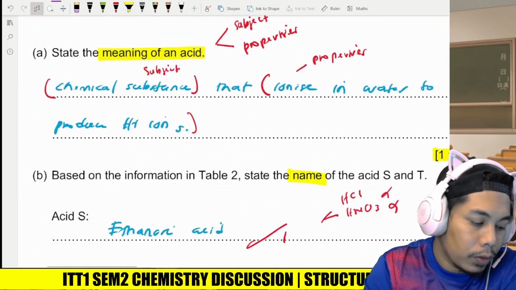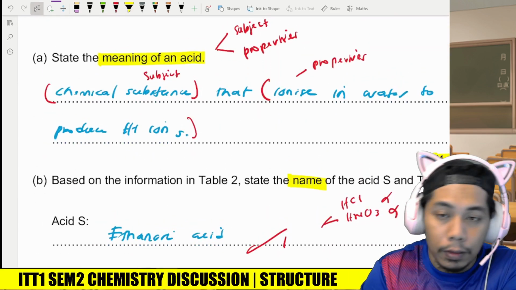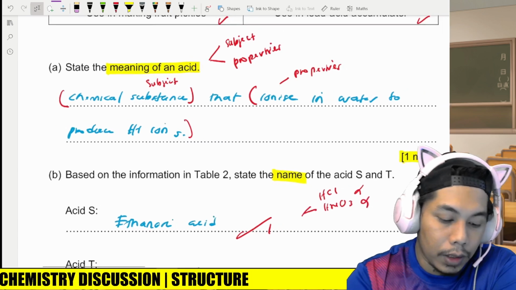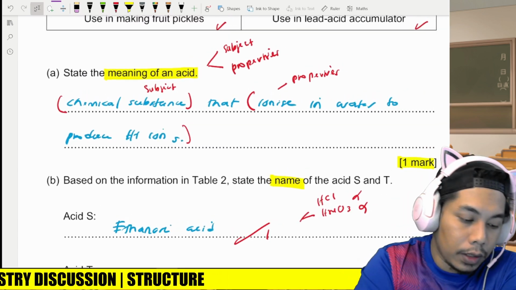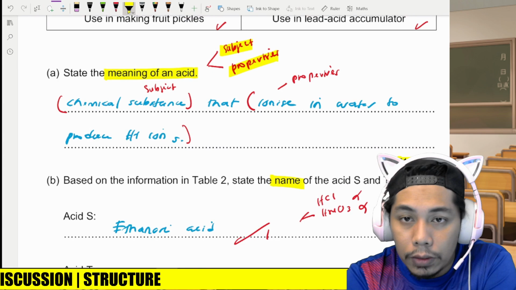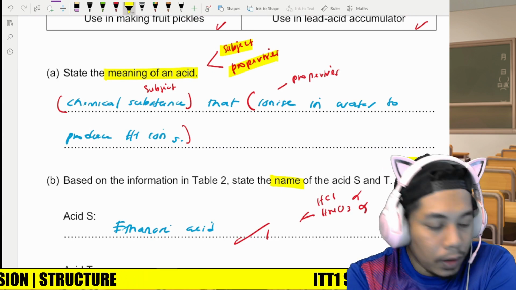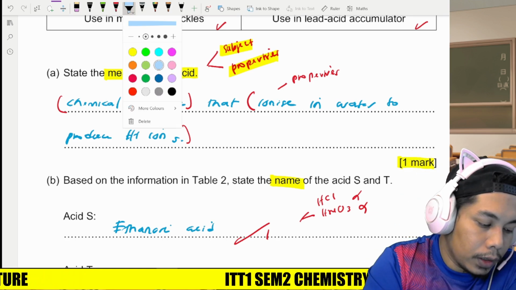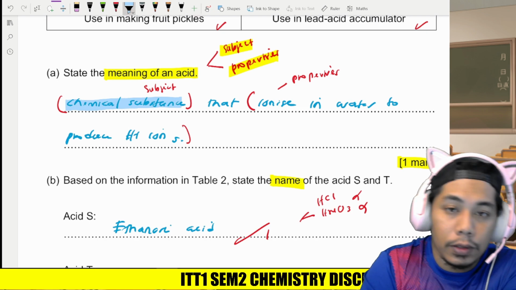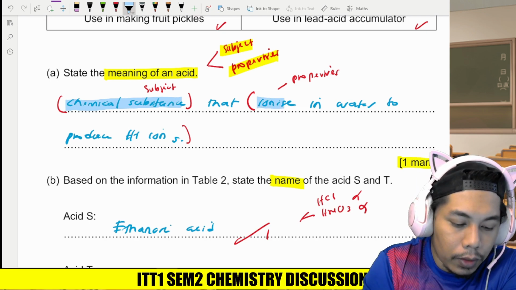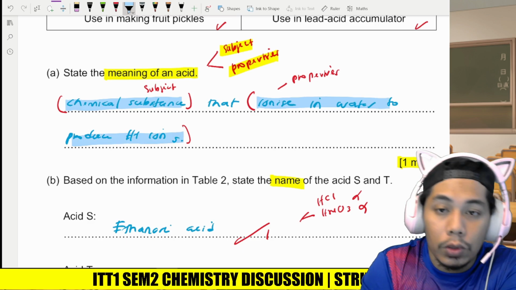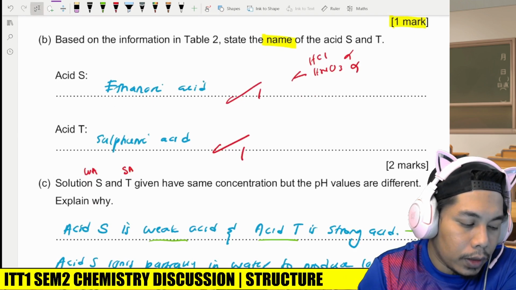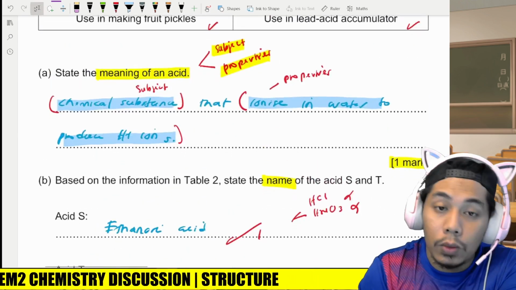Okay. So jom tengok state the meaning of acid. So meaning of acid, bila berkaitan dengan definition, dalam ayat kamu mesti kena ada subject dan mesti kena ada properties. Ingat tu. So dalam definition kat sini, subjek dia siapa? Subjek dia ialah chemical substance. Dan satu lagi, ionize in water to produce hydrogen ion. Nampak tak? Okay. Dan yang kedua, itulah dia, dapat 1 markah.